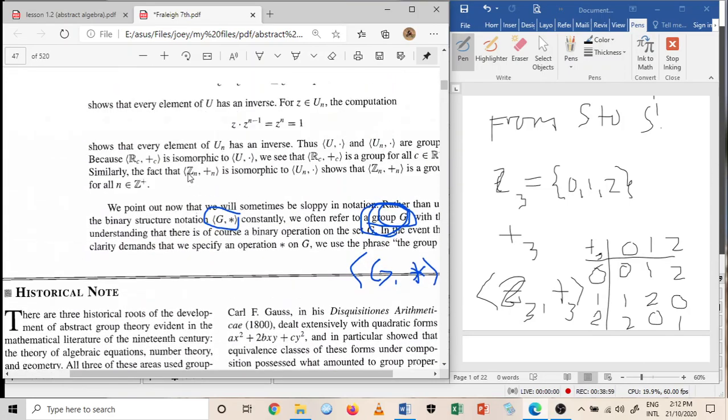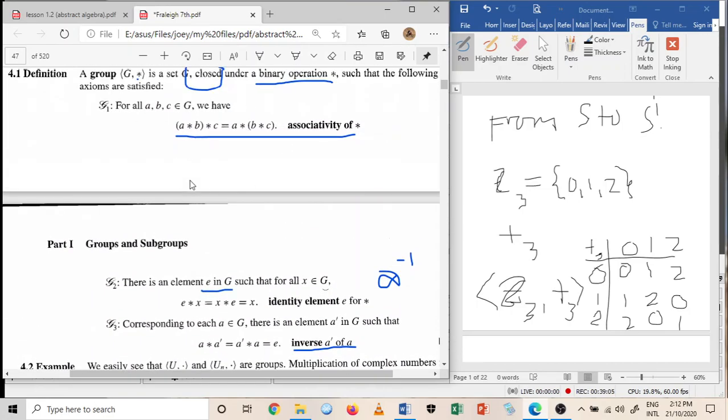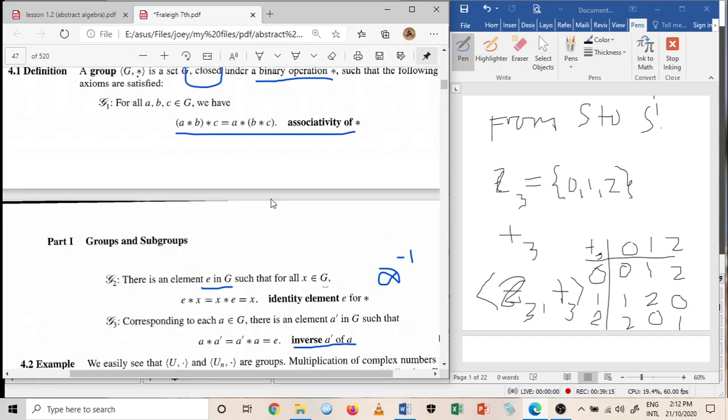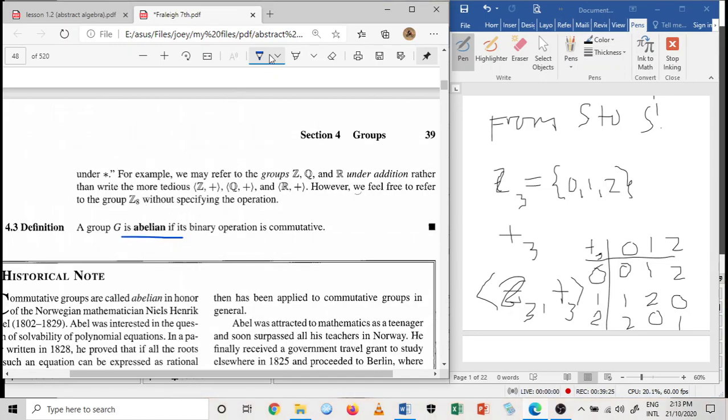Take note, if we go back to the definition of a group, the operation may not be commutative. Commutativity is not required for a structure to be called a group. Only associativity. But if commutativity is satisfied, then we say that such group is abelian. It is not required of a group to be commutative. But again, if it so happens that the operation is commutative, then it is a special kind of group, which is called an abelian group.